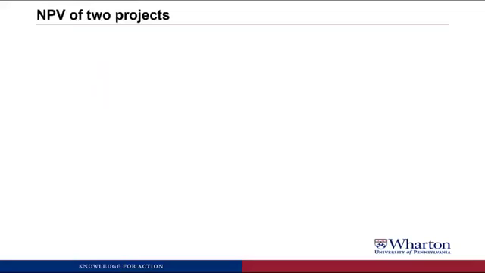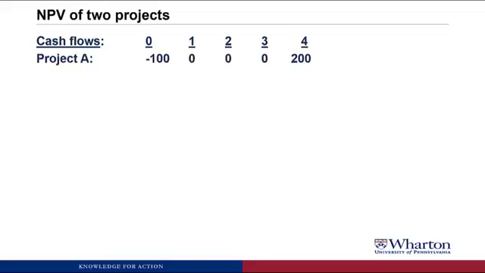So here's the example. Let's say we have a 4-year horizon and 2 projects. Project A, we invest $100 today. We don't get any cash that comes in for year 1, year 2, or year 3. And then in year 4, we receive $200 cash. So we're investing $100 today with the hope of getting $200 back 4 years from now.